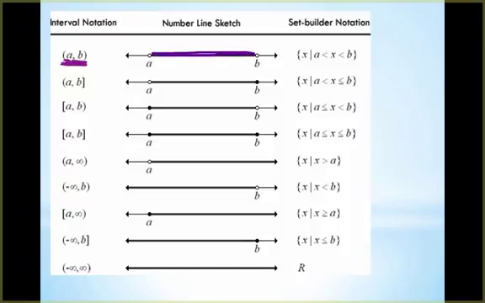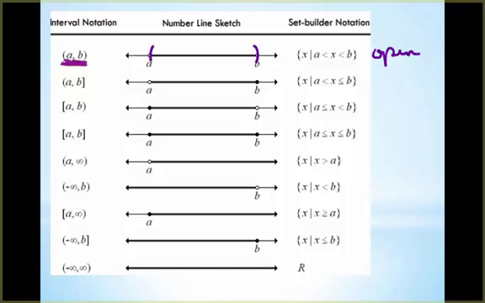Now, I will point out that this is one way to do this. Our textbook does not use that notation. Rather than using the open circles, they use parentheses and brackets. So you would see this in our book as a parenthesis there and a parenthesis there. This is called an open interval.